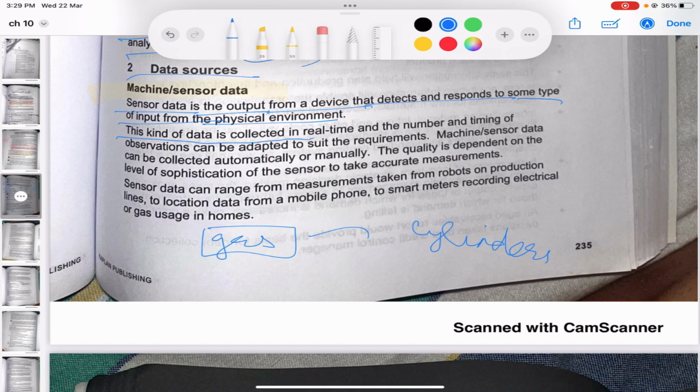This kind of data is collected in real time and the number and timing of observations can be adapted to suit the requirements. Machine or sensor data can be collected automatically or manually. The quality is dependent on the level of sophistication of the sensor to take accurate measurements. Sensor data can range from measurements taken from robots in production lines to location data from a mobile phone to smart meters recording electrical or gas usage.